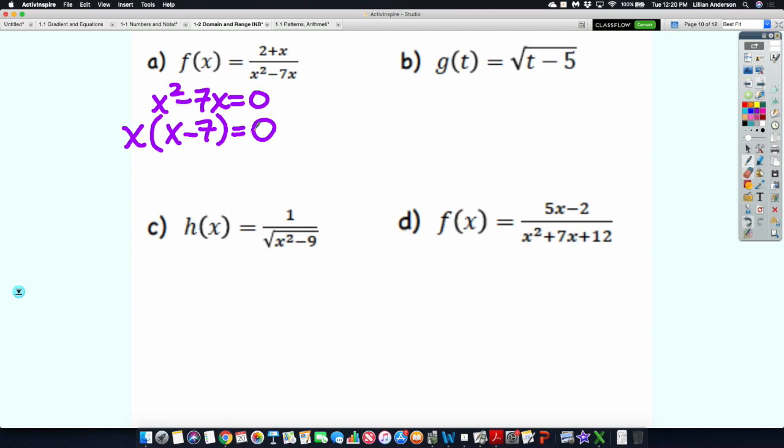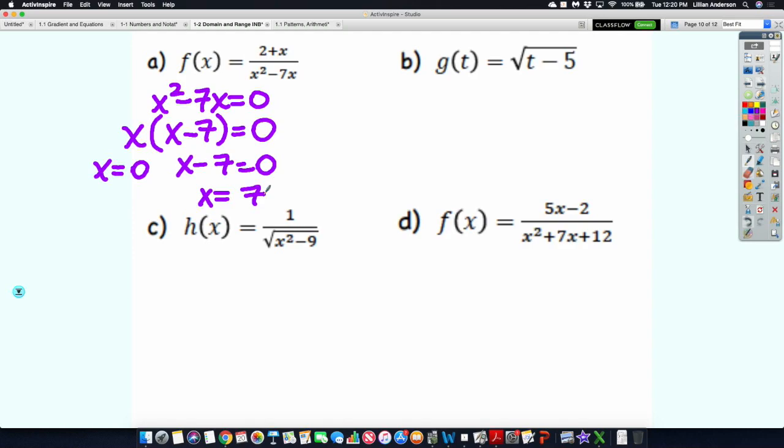This is how you solve a quadratic. Anytime you have an x squared and an x involved in the same problem, you want to factor. GCF is the first thing you look for. At this point, you set both of your factors equal to 0. That's x equals 0, and x minus 7 equals 0. Now I need to solve. x equals 0 is already solved for, isn't it? What about the second one? So x is equal to 7.